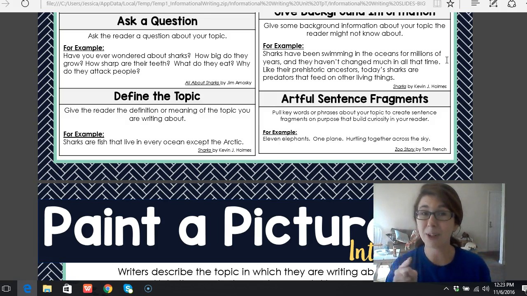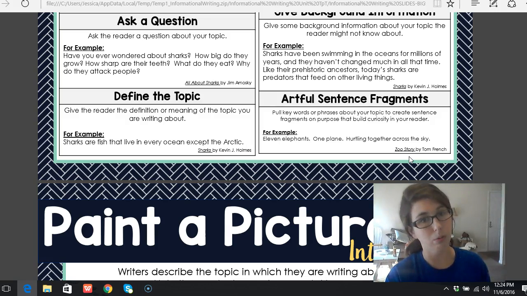This is the only time where you can get away with not having complete sentences, when you do it on purpose. And I love this because it really, really makes me interested and wanting to read more. I'm looking at the title and it says Zoo Story by Tom French. Ooh, this is a very interesting topic because one, the title is Zoo Story, and then they have the 11 elephants hurtling in one plane.